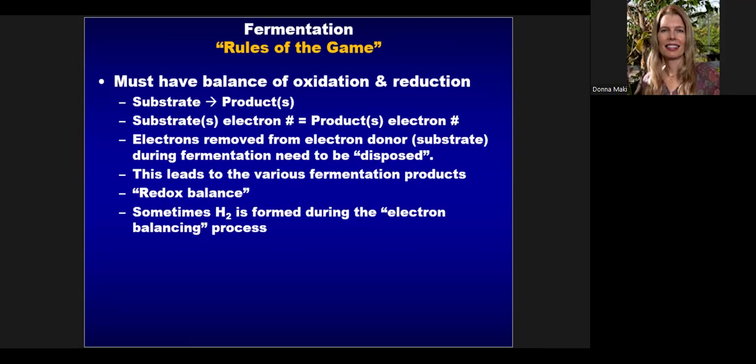They'll make hydrogen gas and it works. And so very often you'll see hydrogen gas formed during fermentation processes. You'll often see acetate also formed. So that's a favorite of microbes. They'll create acetate to balance the electrons, do the redox balance. And so you'll often see that as one of the products. But having said that, remember, there's a lot of different fermentation pathways.